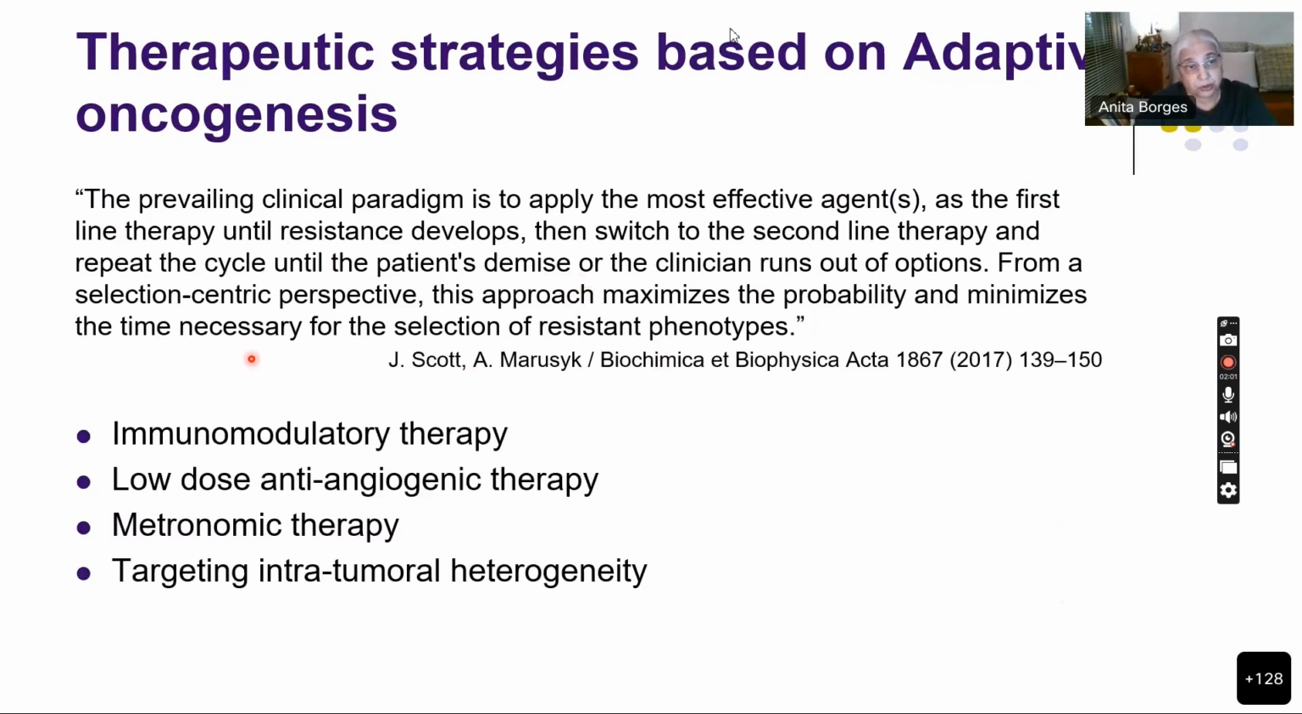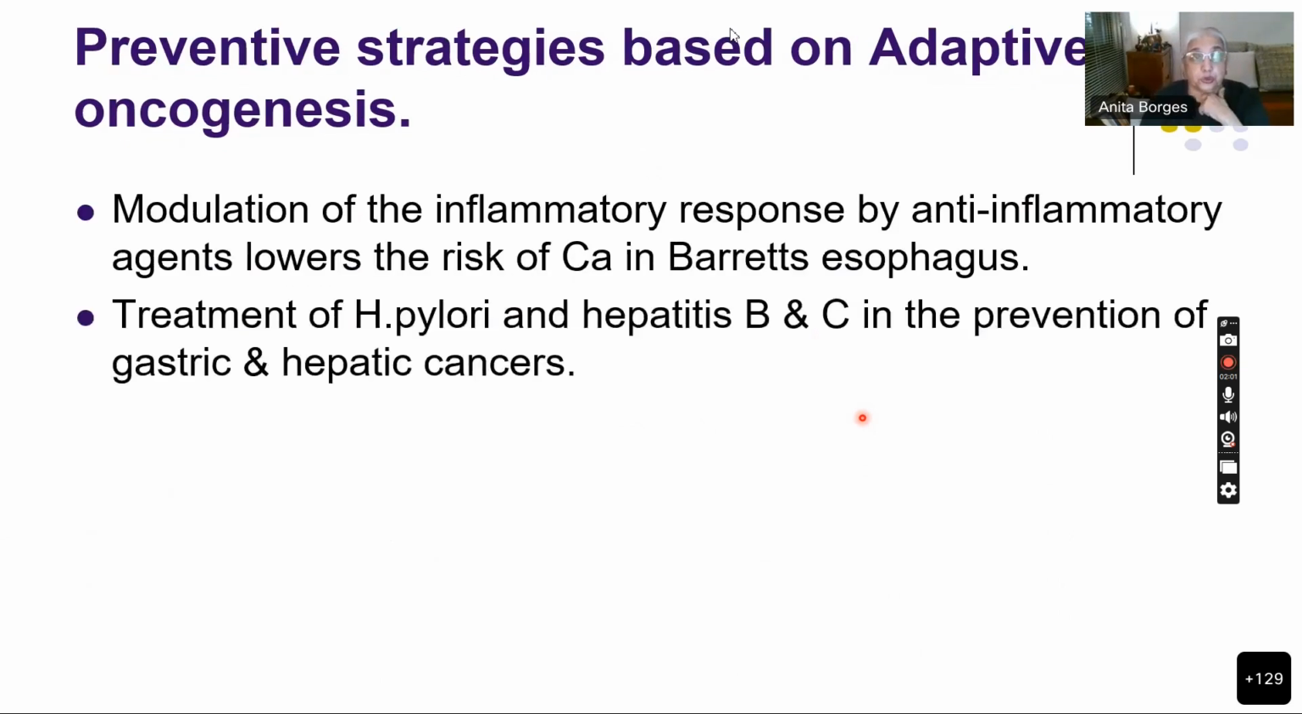So now there is a lot of attention, I would say, to what we're calling metronomic therapy, low-dose anti-angiogenic therapy, immunomodulatory therapy, and targeting individual environmental and cellular components of the tumor. What are the preventive strategies? You give anti-inflammatory agents to patients who are at risk for Barrett's esophagus, and you find that you lessen the number of cancers that occur in Barrett's esophagus.